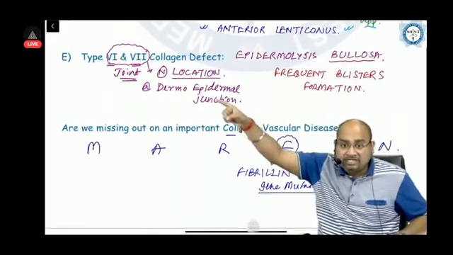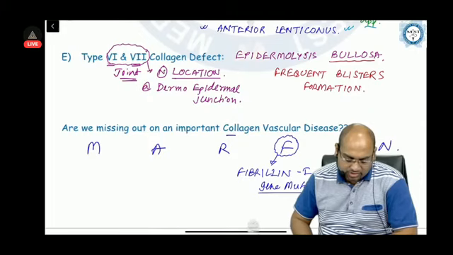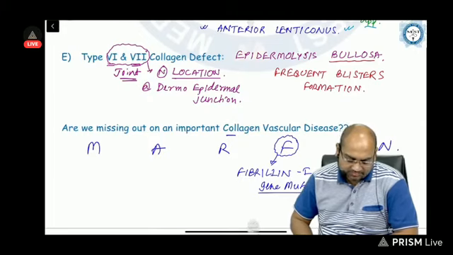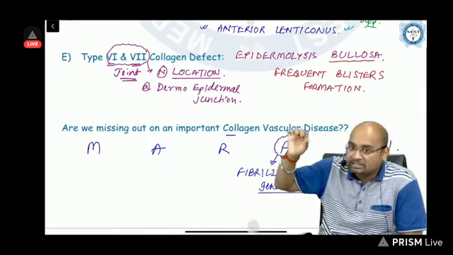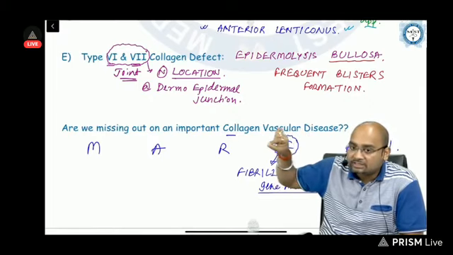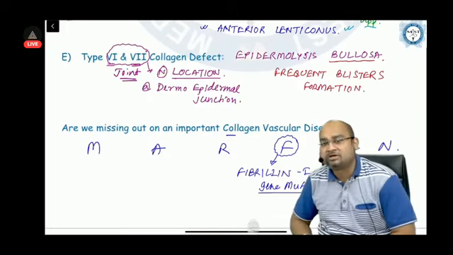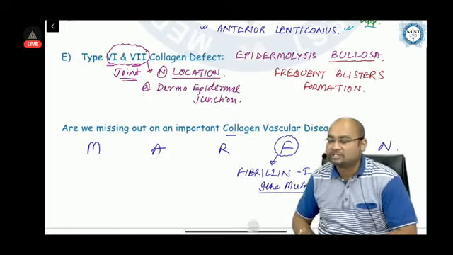6 and 7 joint defect. If there is a joint defect of 6 and 7, beta, then the dermoepidermal junction gap will increase. The gap will increase between them. Tissue fluid can get accumulated over here. It can cause blister formation.